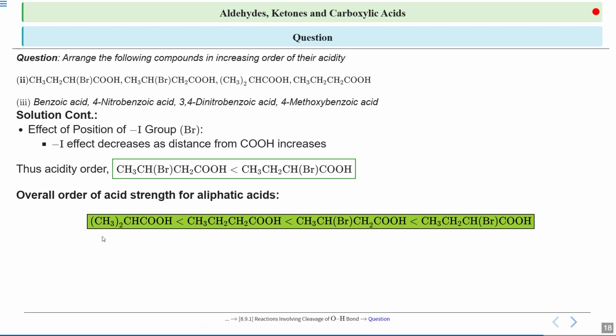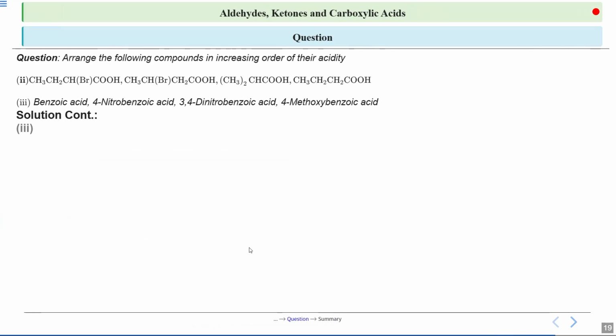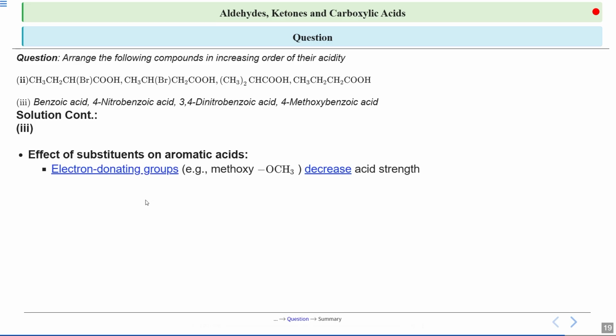And if I compare this isopropyl and simple propyl, then this N-propyl will have less plus I effect. So that is why this is more acidic compared to this isopropyl group. Now we will see the next part. It is the effect of substituents on aromatic acids.